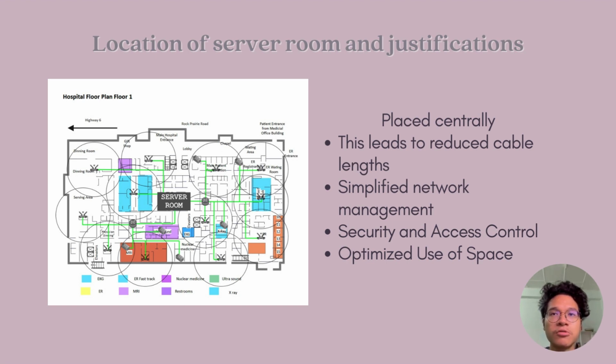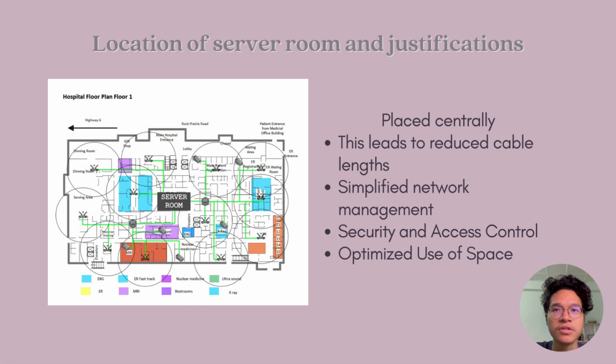In this project, we're going to place the server room centrally, and the first reason is that this leads to reduced cable length. The shorter the length of the cable, the better the network performance. The shorter cable length reduces signal attenuation and improves the overall efficiency of the network. The second justification is simplified network management. The IT staff can more efficiently monitor, troubleshoot, and upgrade the equipment when it is located in a centralized and accessible location.